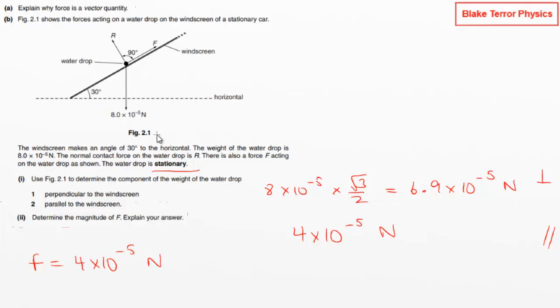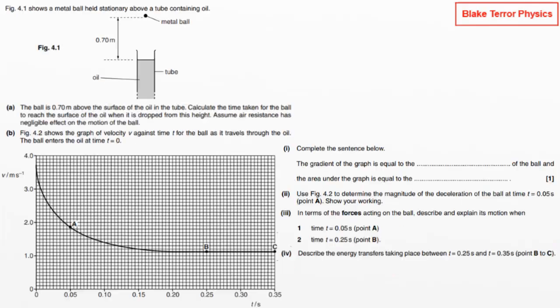We only want the magnitude of it, so you don't have to worry about the sign, deciding which way is up. So yeah, because the drop is stationary, I won't write all this out here. Because the drop is stationary, there is no net force parallel to the windscreen. Well, there's no net force in either plane because it's stationary. There's a lot of info in this question, which is the last one in this set.